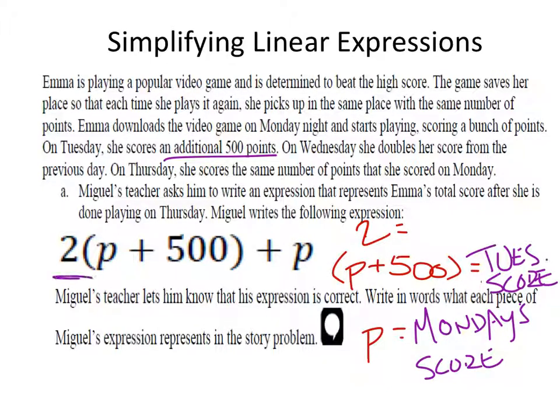And then there's 2 at the beginning of this expression. Why is that 2 there? Why is it times? Yeah? It says on Wednesday. Excellent. 2 is the doubling of the score. Of course, that's double Tuesday's score, which is essentially what it said. That was on Wednesday. She doubled her score from the previous day, and the previous day would be Tuesday. So, we've identified all of that.